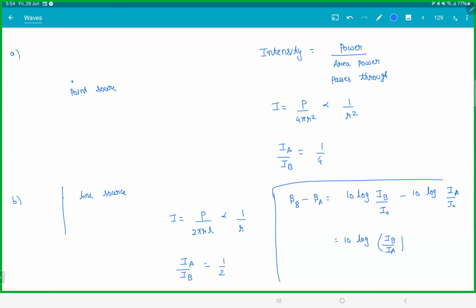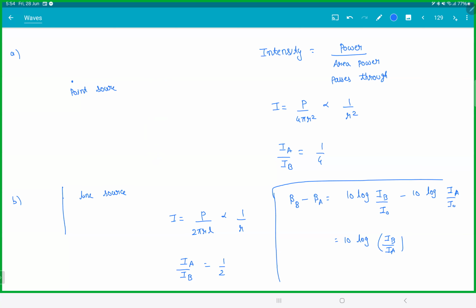Clear? So the main catch is that for a cylindrical, the power will be only 2 pi RL. It is 1 by R function. For a point source, it will be a 1 by R square function. If you think about it, this is same thing like charge, KQ by R square field. For a line charge, what is the formula? 2K lambda by R. 1 by R function. The idea is the same. They look quite similar in that sense. Clear with this? So intensity is power by the surface area where it passes through.